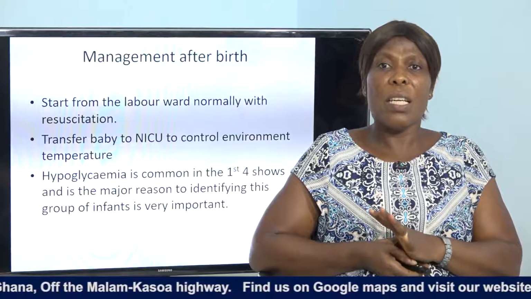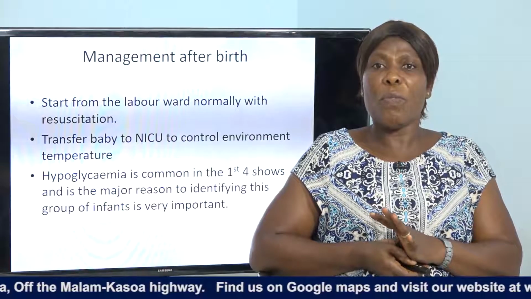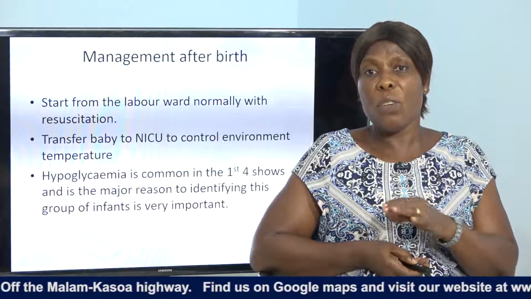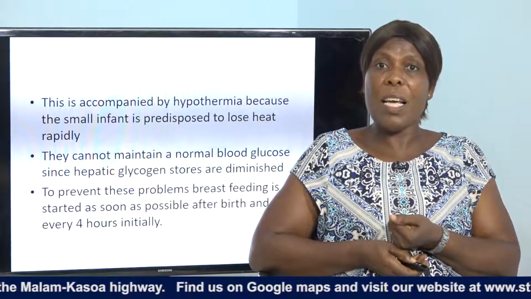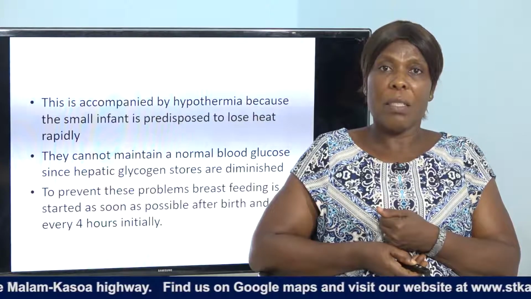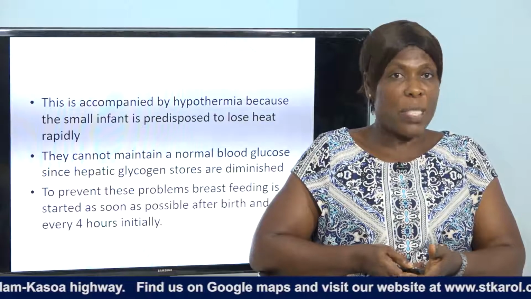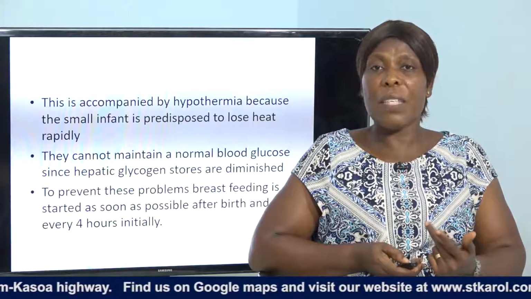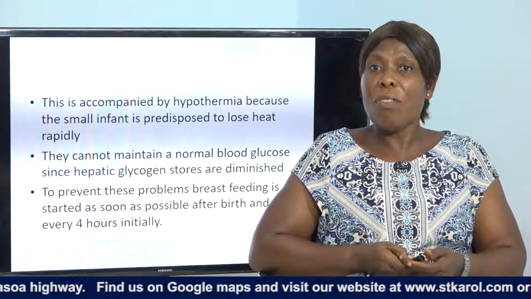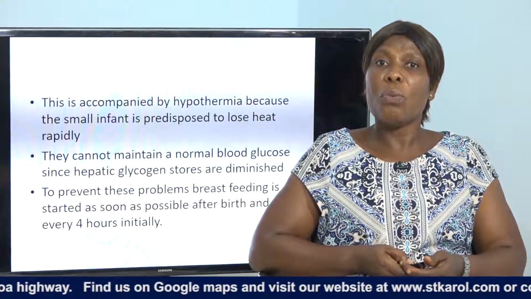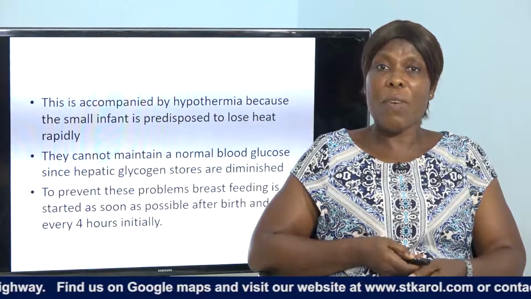Hypoglycemia is very common in the first 4 days. And then the major reason for identifying this group of infants is very important, because if you don't identify them, hypoglycemia will kill them. And when they have hypoglycemia, it's accompanied by what? Hypothermia. So these two, if you are not able to provide them with the warmth, you are not able to feed them on time, these two activities will kill them. Hypoglycemia and then hypothermia. They cannot maintain normal blood glucose.